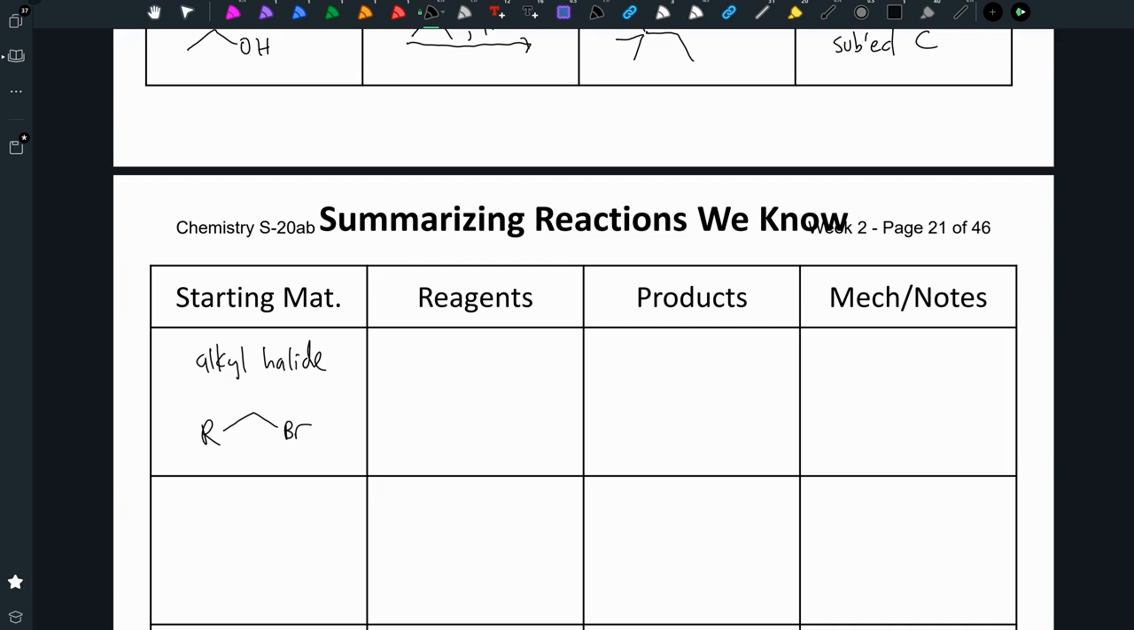And then for reagents, we saw lots of different nucleophiles. So for instance, I could add NaCN, and that would make a nitrile. That's an SN2 mechanism. You might make a note about inverting stereochemistry if it's applicable.